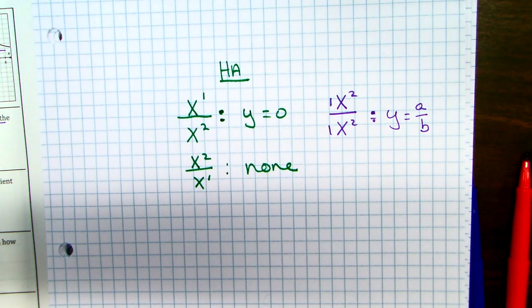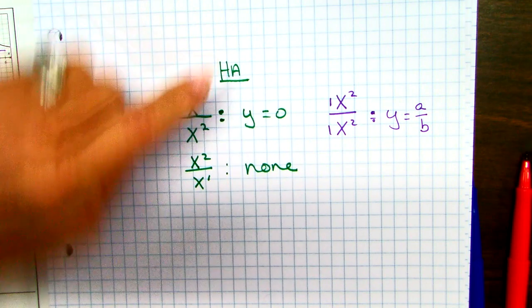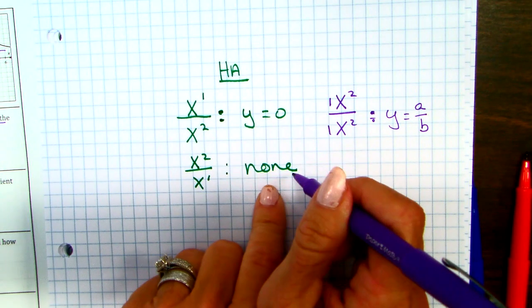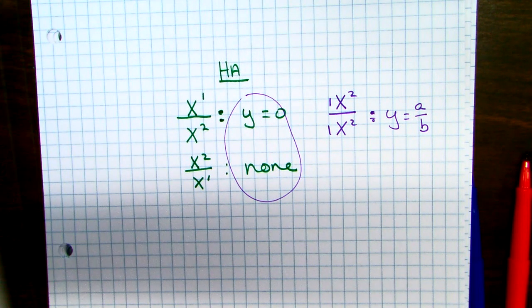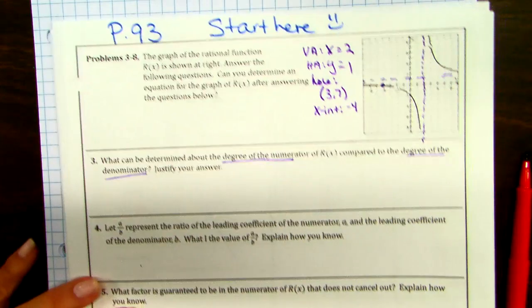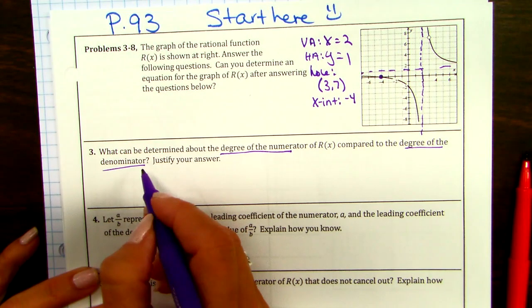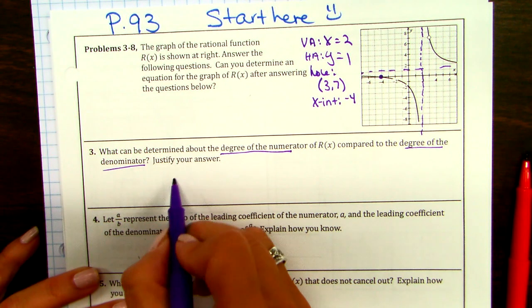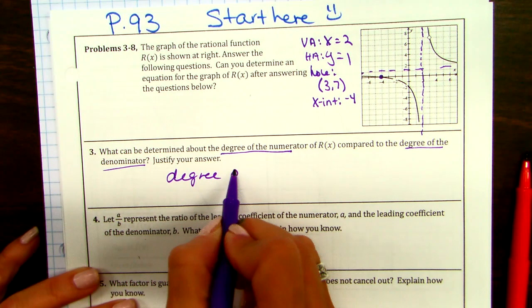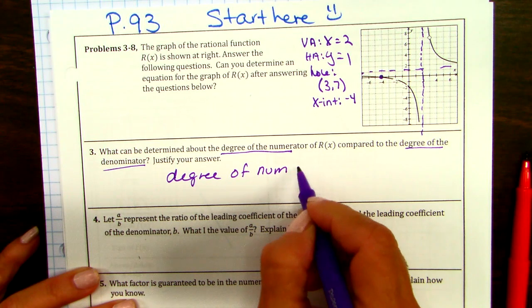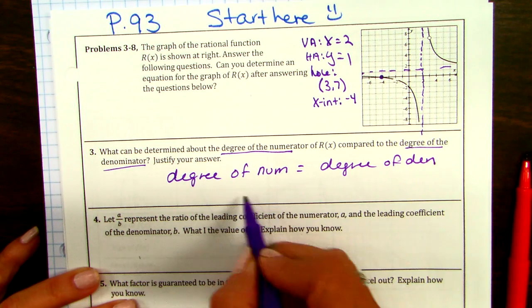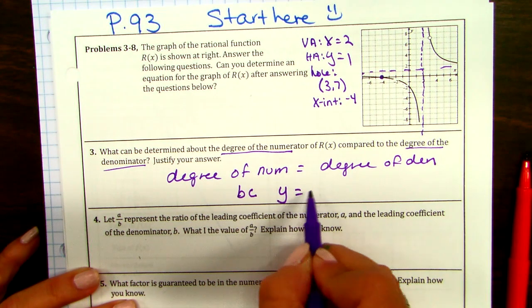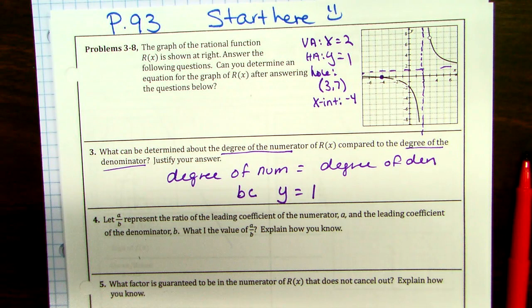So here's the moral of the story. When you have an HA that's not 0 and not none, so anything other than these two, you know your degree should be the same, okay? So that's where she got that. And I'm really abbreviating here: degree of numerator equals degree of denominator, because y equals 1, not 0, not none, okay?